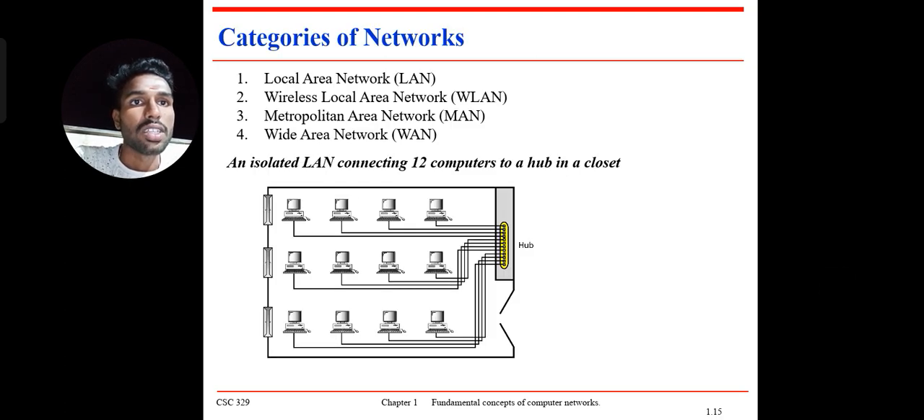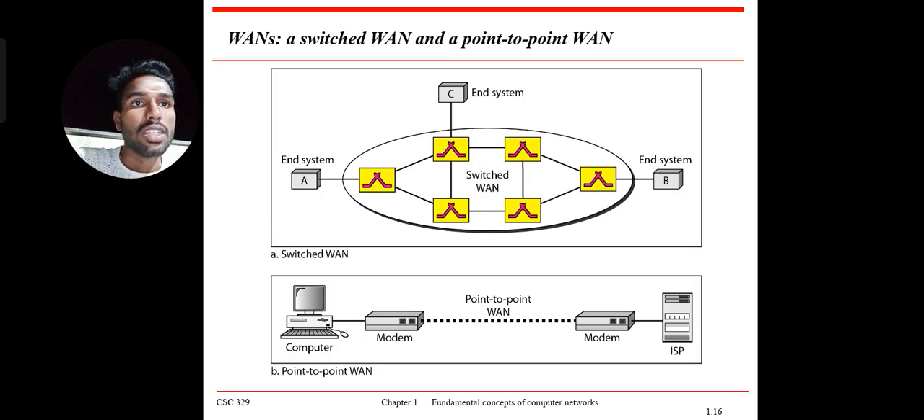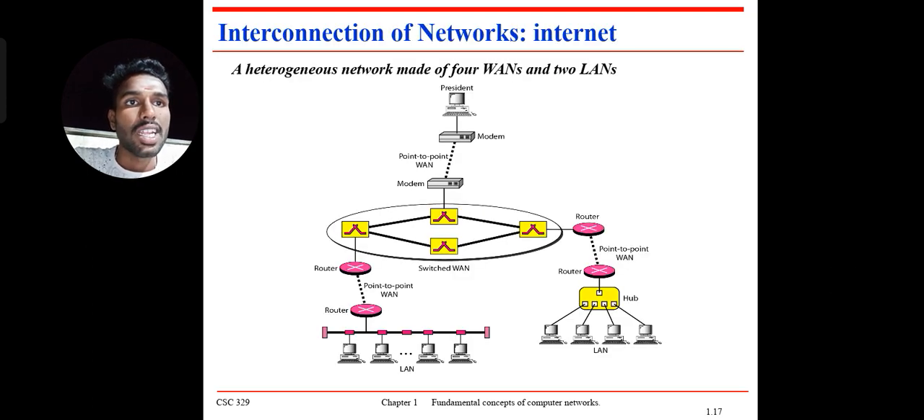Next one is categories of networks: local area network, wireless local area network, metropolitan area network, wide area network. An isolated LAN connecting 12 computers to a hub in a closet. Next is WANs: a switched WAN and a point-to-point WAN. See the diagram. Explain. Next one is interconnection of networks. Internetwork: a heterogeneous network made of four WANs and LANs. See the diagram. Easy to understand.